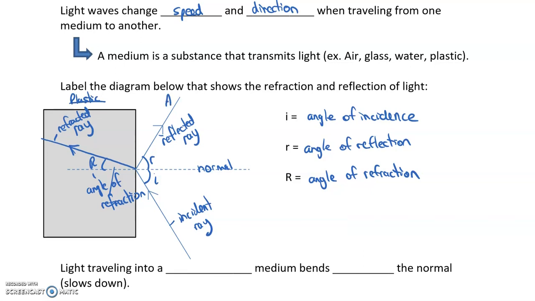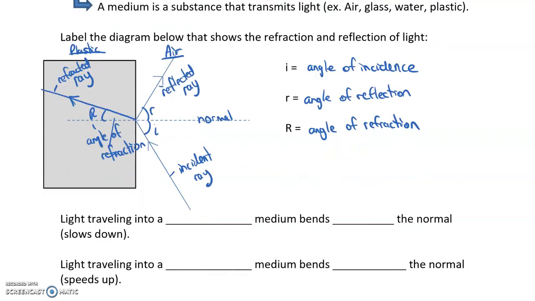So here's the air on the right, and we've got the plastic on the left. All right. Light traveling into a more dense medium, and the plastic is much more dense, obviously, than air, bends toward the normal and slows down. Light traveling into a less dense medium bends away from the normal. As we saw when the light went from the acrylic block at the beginning of this video back into the air, it bent away from the normal.